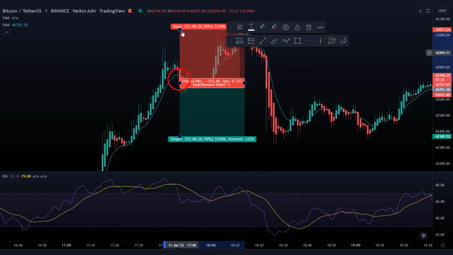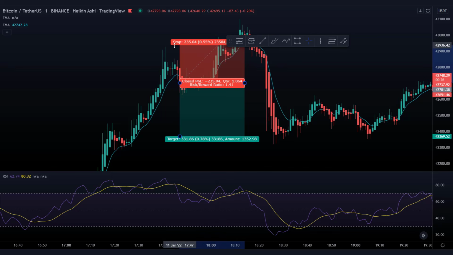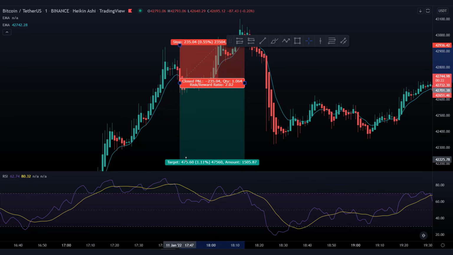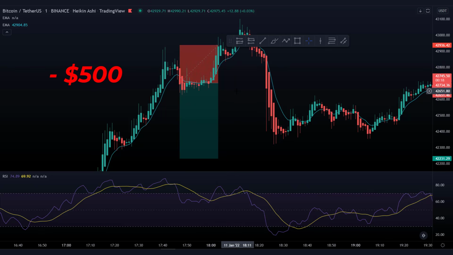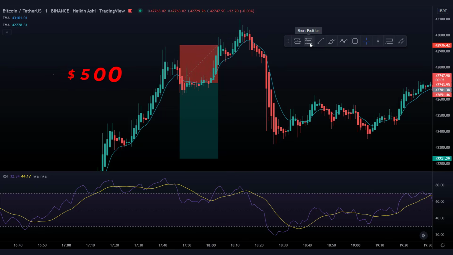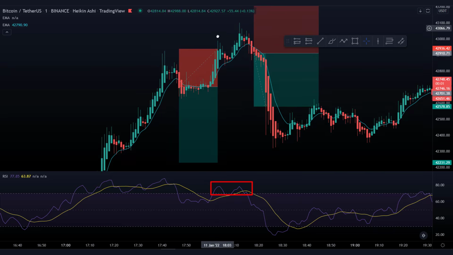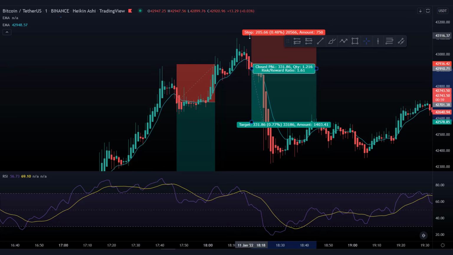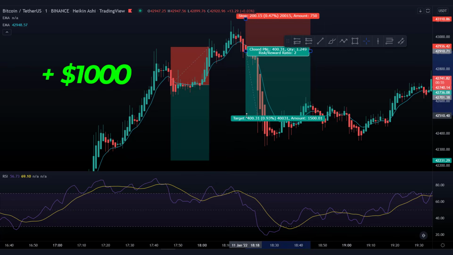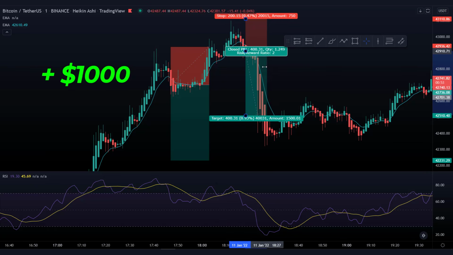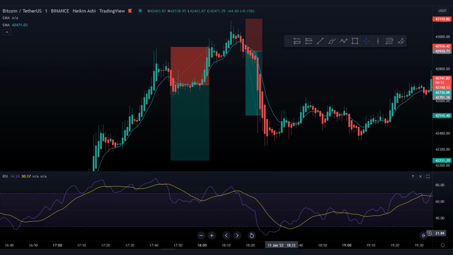Here a red Heikin Ashi candle closes below the short-term EMA. So here we open a position with a risk-reward ratio of 2. You can see that this was a losing position because the stop loss was hit. But just a few minutes later, the price was overbought again and a red candle closed below the short-term EMA. So we were able to open another position here. It ended with a win of 2.